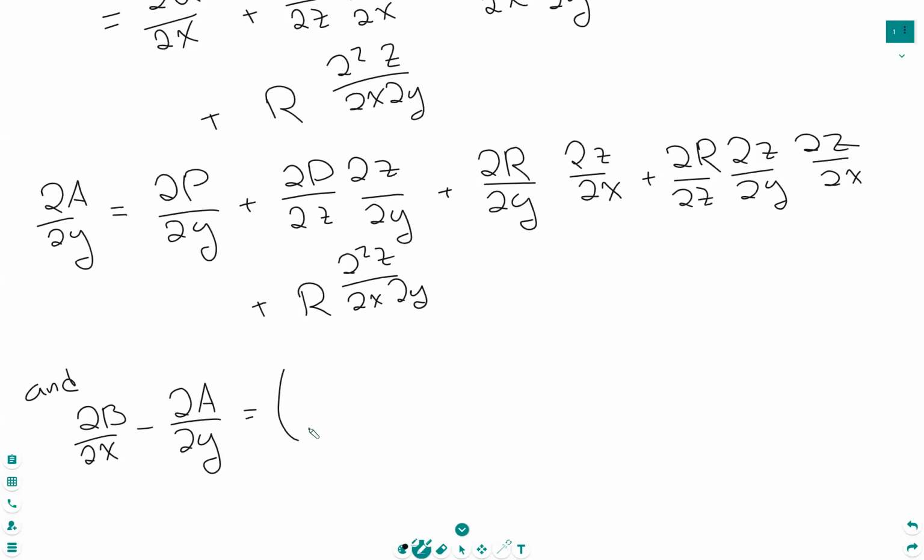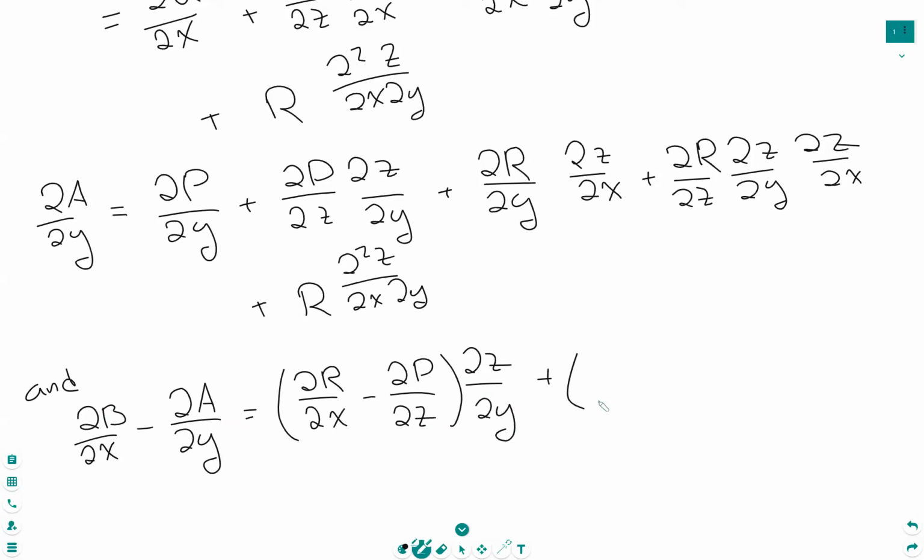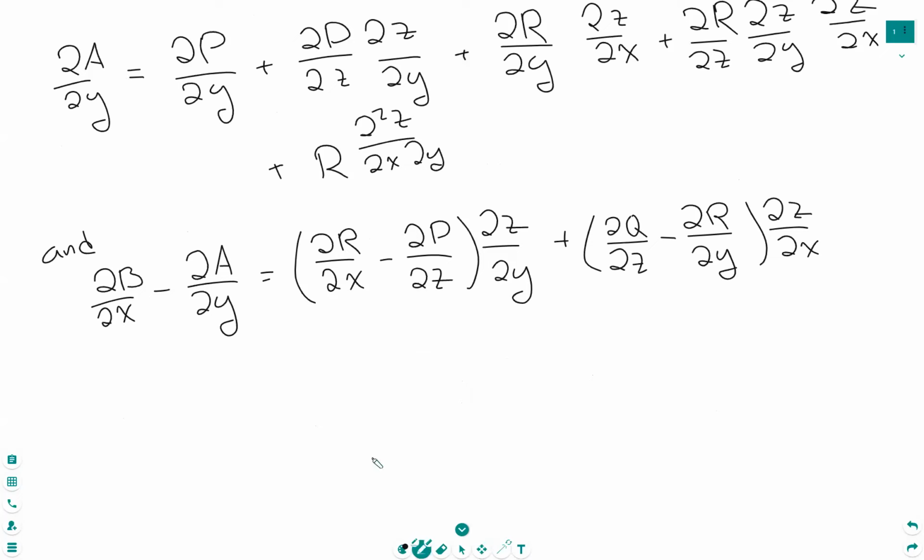Well, that simplifies out to our partial R, partial X minus partial P, partial Z, partial Z, partial Y, plus partial Q, partial Z, minus partial R, partial Y, partial Z, partial X. Plus partial Q, partial X, minus partial P, partial Y.